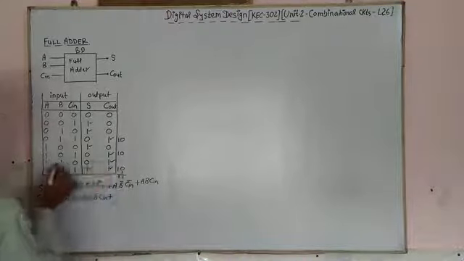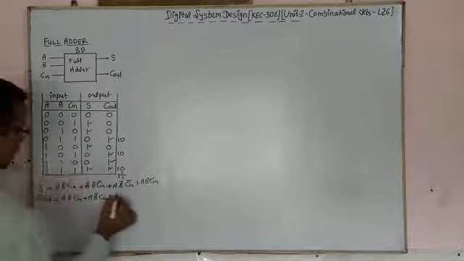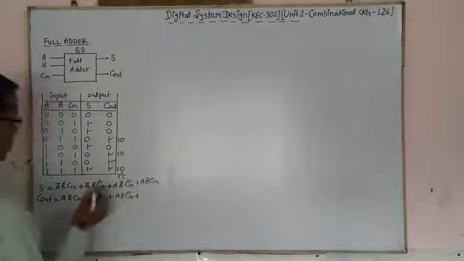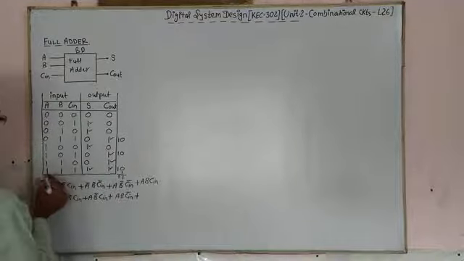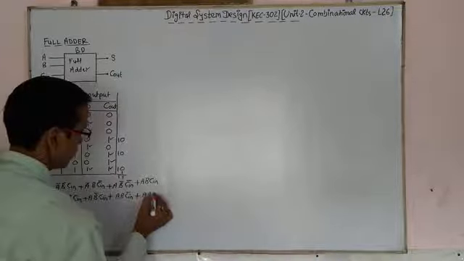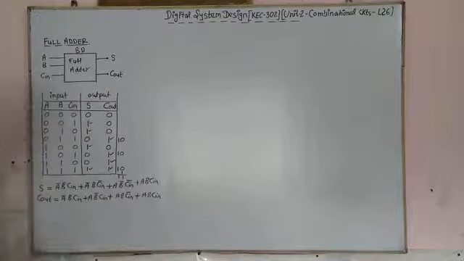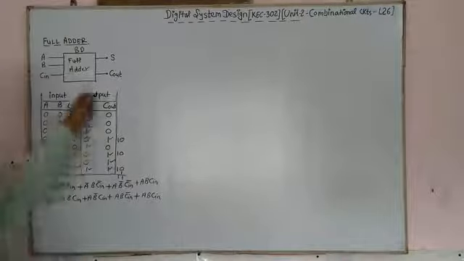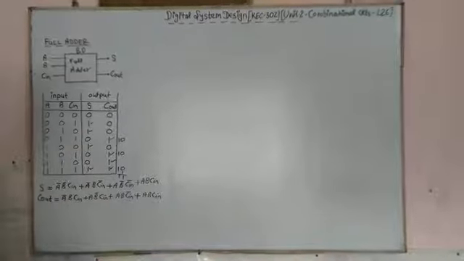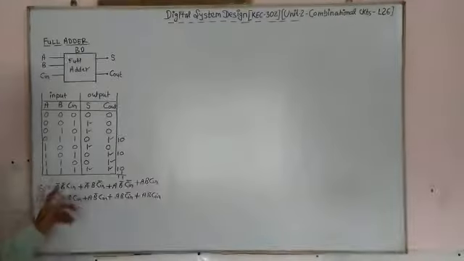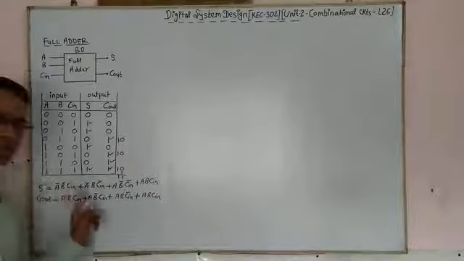The third one is for 1, 1, 0: A B C in bar. And the last one is for 1, 1, 1, so this is A B C in. Now we have calculated the logical expression of this truth table. So now the next task is to minimize these logical expressions.